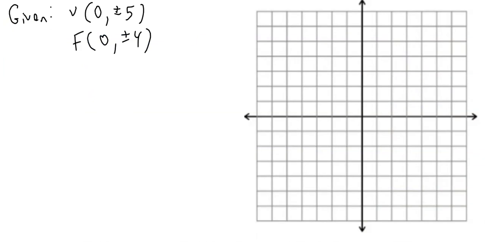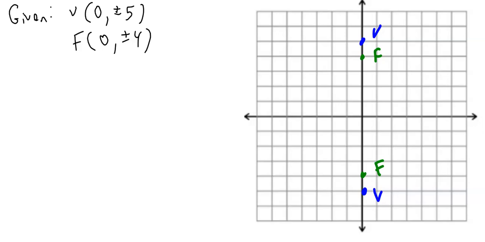And given these situations, we have a vertex at 0, 5, 1, 2, 3, 4, 5. That's a vertex, and 1, 2, 3, 4, 5. We have a focus point at 0, 4, 0, negative 4. So we have to come up with the equation. We might even want to draw this.